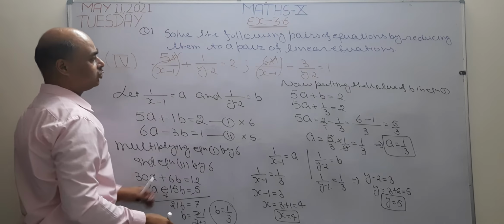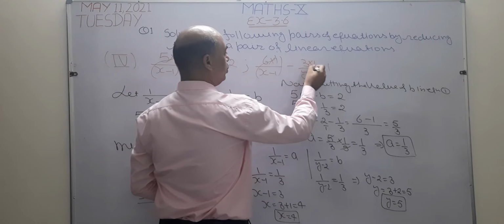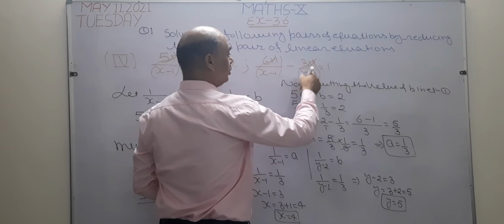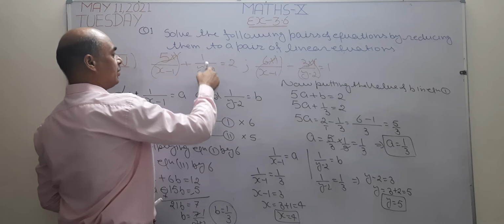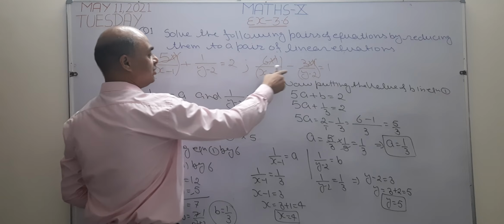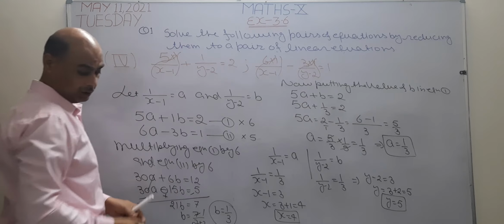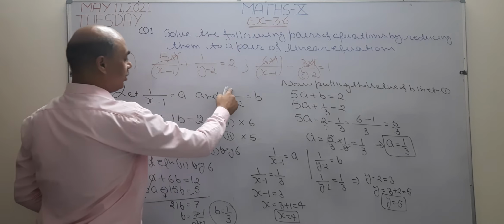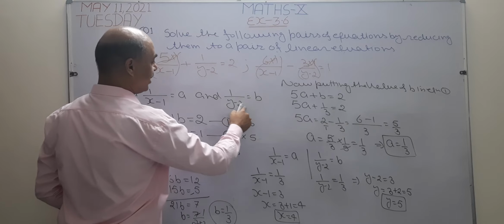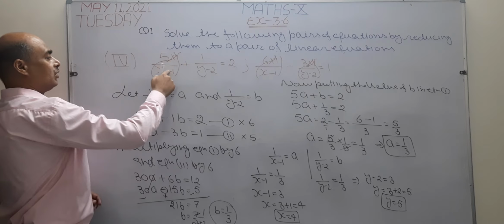Now I want to check what is common between the second terms of both the equations. Now this 3 can be written as 3 into 1. So this becomes 1 upon y minus 2, and this is also 1 upon y minus 2. So what is common? 1 upon y minus 2 is common. So I am going to suppose 1 upon y minus 2 as b. Now see, I suppose here let 1 upon x minus 1 equal to a and 1 upon y minus 2 equal to b.